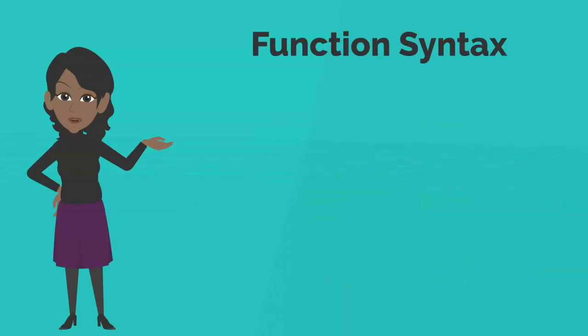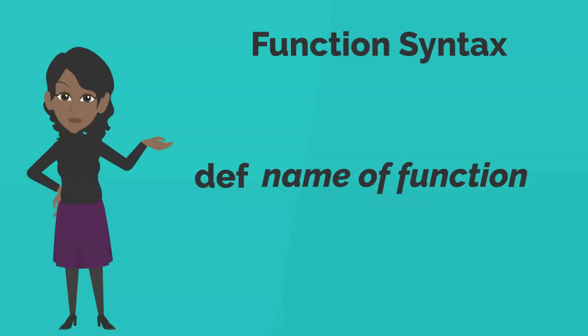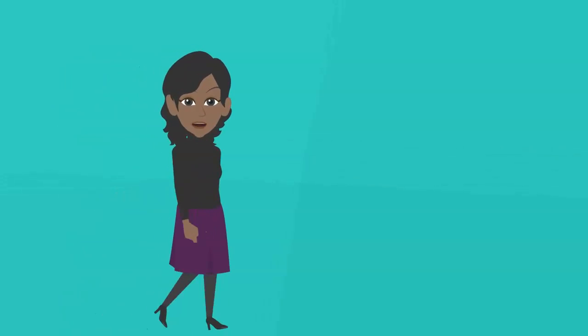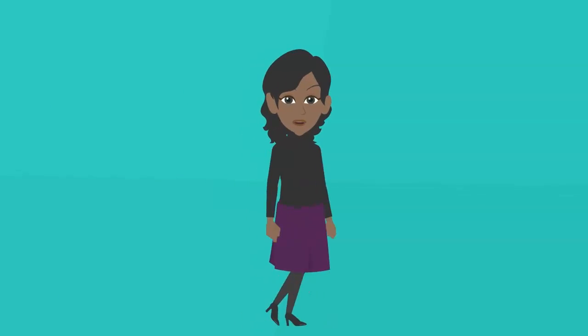When you write functions, you start by typing DEF, which stands for define. Then type the name of the function. You can name your function anything except you can't use the names of functions that are already created, and you can't use Python keywords. Next, you type open and close parentheses. Inside of the parentheses will be the information needed for the function to do its job, also known as parameters. Finally, the colon. There are two types of functions: functions that return values and functions that don't.